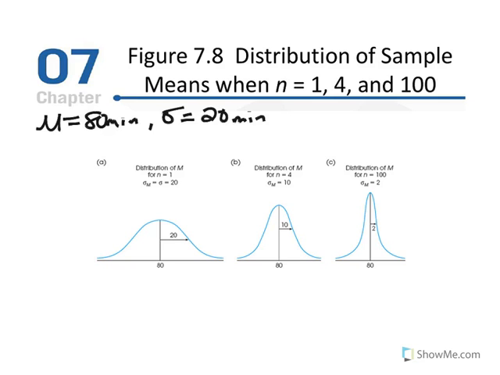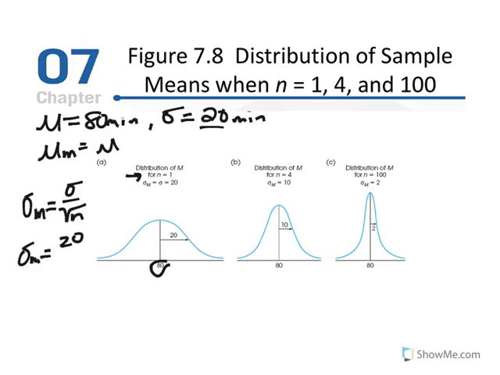So in graph A, if we're constructing a distribution of sample means, we know that the mean of means would equal mu, so that's 80 here. And the standard error of the distribution of sample means is equal to the standard deviation over the square root of n. Here n is equal to 1 student. So the standard error of the mean is equal to 20 over the square root of 1, which is 20, the original standard deviation. In other words, when n is equal to 1, the standard error of the distribution of sample means will equal the standard deviation of the population.